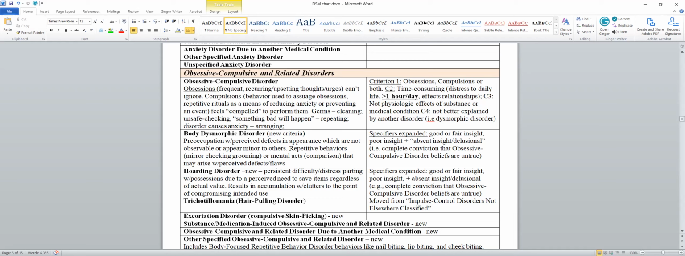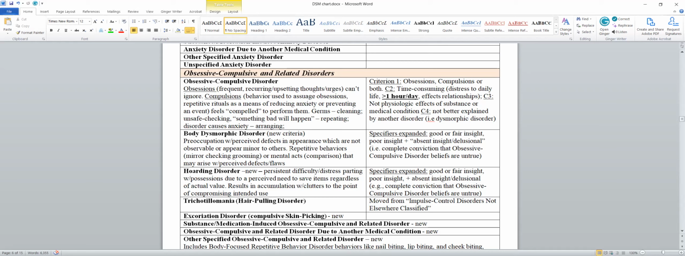So for criterion 1, obsessions, compulsions, or both. Criterion 2 is time consuming, distress to daily life, at least 1 hour a day, and affects relationships. Criterion 3, not physiologic effects of a substance or medical condition. Criterion 4, not better explained by another disorder, for example, body dysmorphic disorder. So that's the diagnostic criteria.